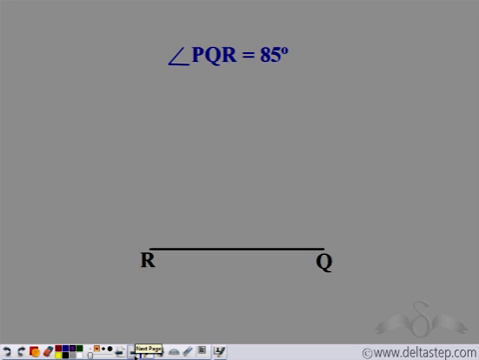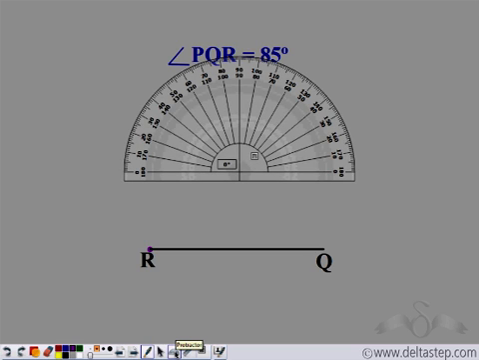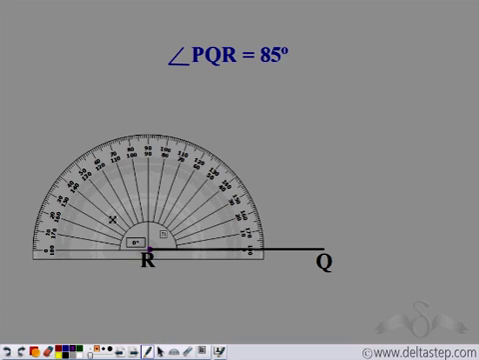Now say you are asked to make angle PQR equal to 85 degrees. As we had done in the previous case, make this QR. In this case, we have taken this to be a line segment. So QR is a line segment. Now, again, mark a point here. Now take the protractor. Keep the center of the protractor, that is this part, on R, in such a way that 0 coincides with RQ.